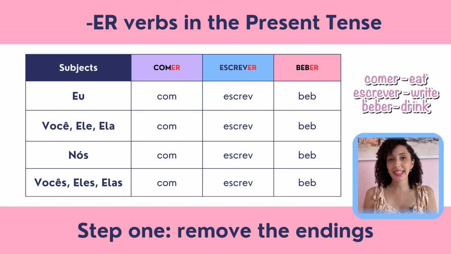Moving on to ER verbs. For instance, comer, escrever, beber. So we get rid of the endings and we add the following.